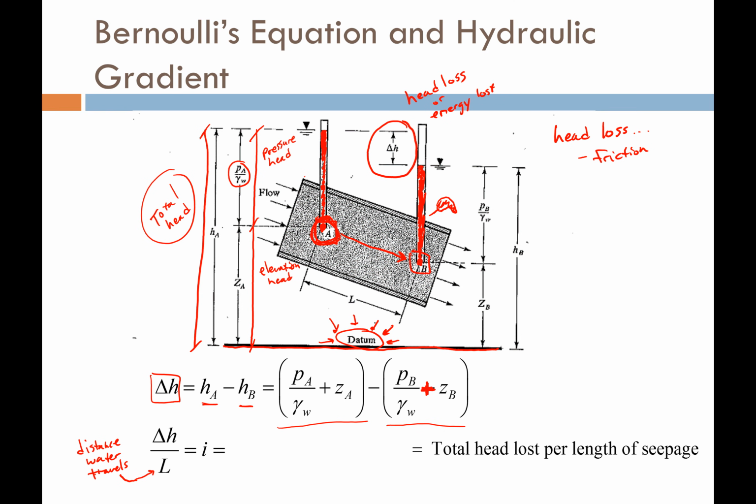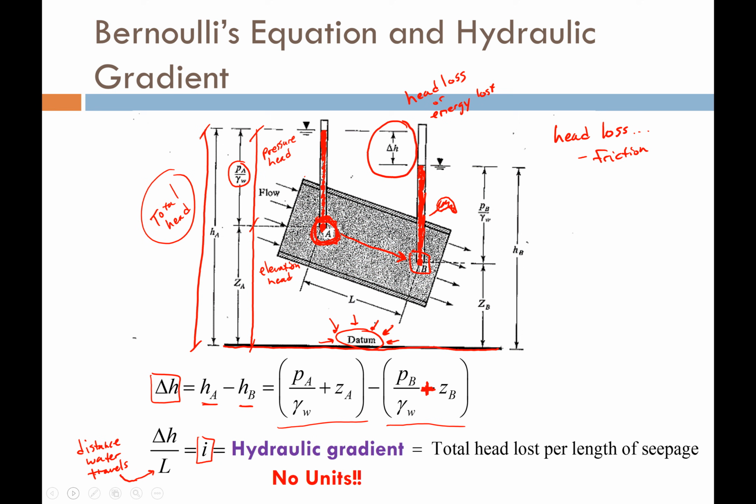Now, if I take that distance that the water travels between point A to point B, the shortest distance, I'm going to call that L. And if I divide my head loss by that shortest distance, I get a unitless ratio that I'm going to call I, and that I is what we call the hydraulic gradient. It is the total head loss per length of seepage of the water. And it is a unitless number.